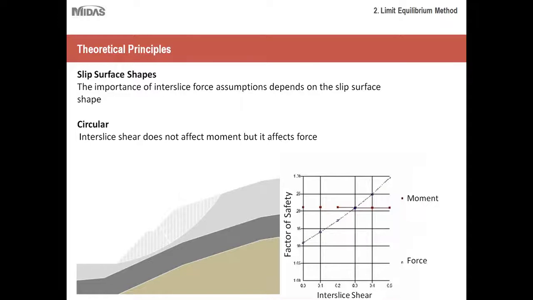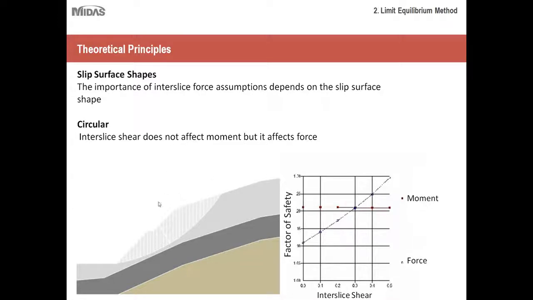Something that I alluded to previously was how, depending on the type of material you're working with, the slope would fail in either an arc surface like this, a circular surface, or it could fail in a block surface. So when you're creating your model, there are certain limitations that come when you create an arc failure surface such as this. For example, if you're creating a circular slip surface or a circular slip shape, the interslice shear does not affect the moment, but it affects the force.